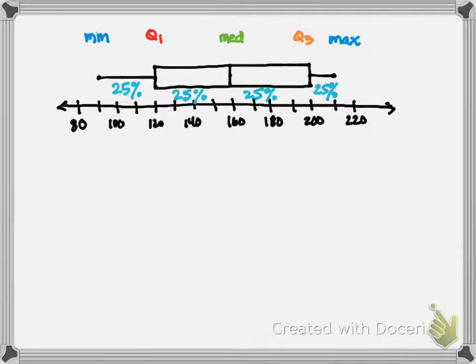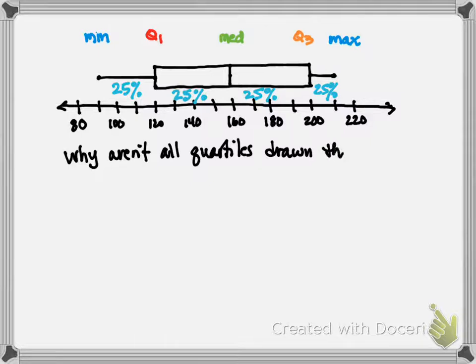So let's just jot down a couple reasons why the bars aren't all the same length and the whiskers all the same length. So why are the quartiles different? So let's write that. Why aren't all quartiles drawn the same length? So remember, this is all based on variation. Variation deals with spread or distribution.